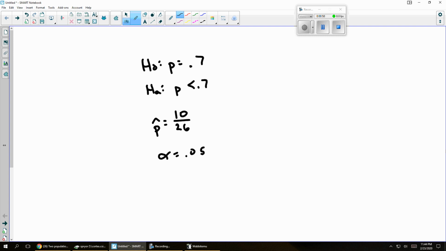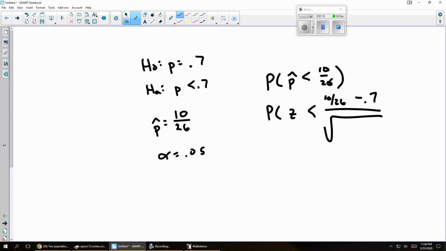Now, we know that what I'm looking for is the probability that I would get a p-hat less than 10 out of 26. Or in other words, the probability that my z is less than (10/26 minus 0.7) over the square root of (0.7 times (1 minus 0.7) over 26).